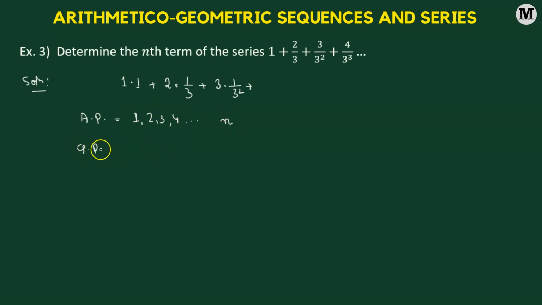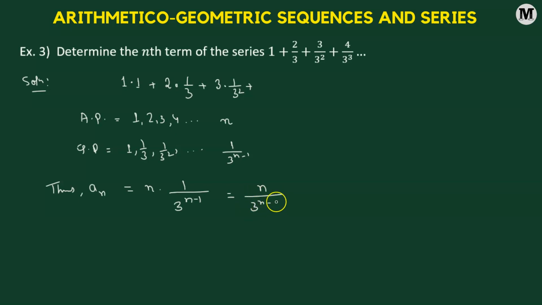And we have a geometric progression whose first term is 1, followed by the second term, 1 over 3. Then we have 1 over 3 squared, and this continues such that it gives us 1 over 3 raised to the power of n minus 1 as the nth term. Now we can define the nth term of the arithmetico-geometric sequence. So the nth term a_n is going to be equal to the nth term of the arithmetic progression multiplied with the nth term of the geometric progression, which means we now have n over 3 raised to the power of n minus 1, which is the nth term of the given arithmetico-geometric series.